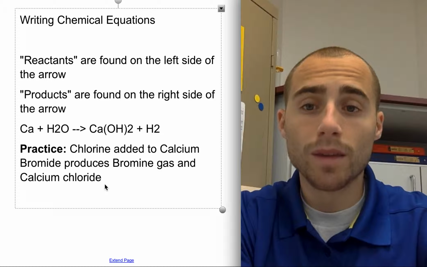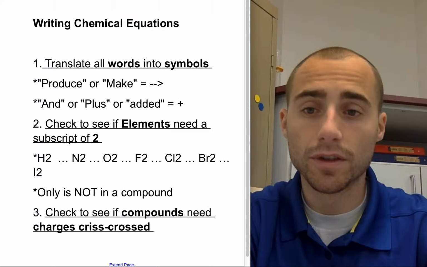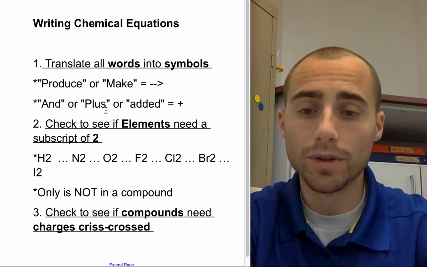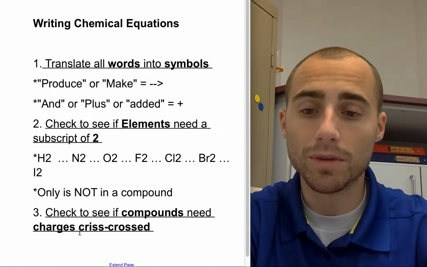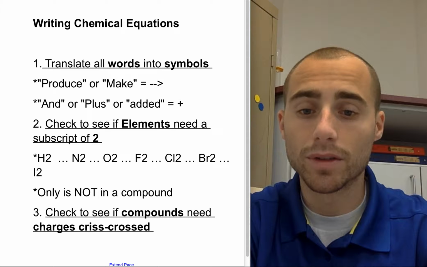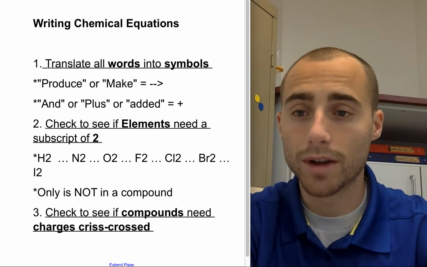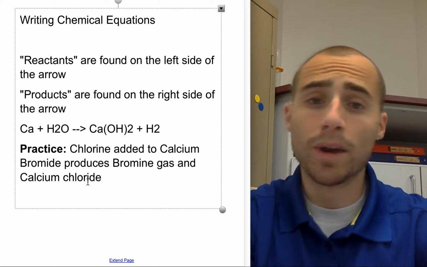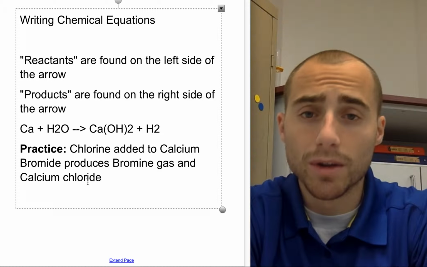And then below it, go through our process. So first, translate all words into symbols. Then check to see if the elements need a subscript of 2. Then check to see if the compounds need charges crisscross. So take a minute. Write that down, pause the video, and I'm going to show you the answer. So pause the video, write that down.